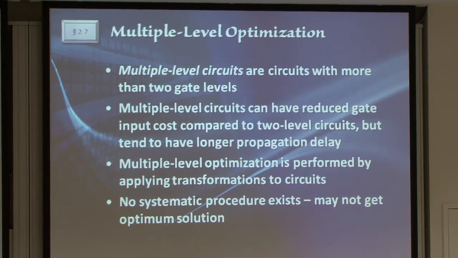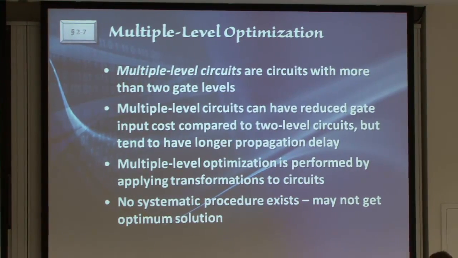Now, the problem with the methods I'll show you now when we want to optimize for multiple levels is that there's no systematic procedure to come up with an optimum solution. And then comes the question, what is the optimum solution? Well, it depends on what you're optimizing for. As I said, there are different factors you can optimize for: power, size, speed, and so on.